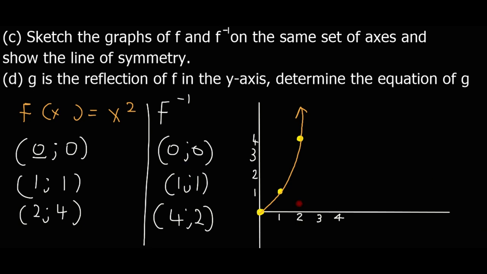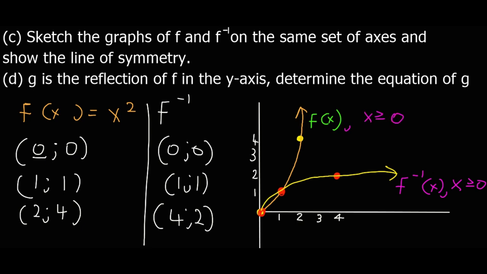We have 0 and 0, and then 1 and 1, and then 4 and 2. 4 and 2 is here. So this is our shape. So you can see that we obtained the same thing. This one we name f of x, and this one we name the inverse of f of x, for x greater or equal to 0.